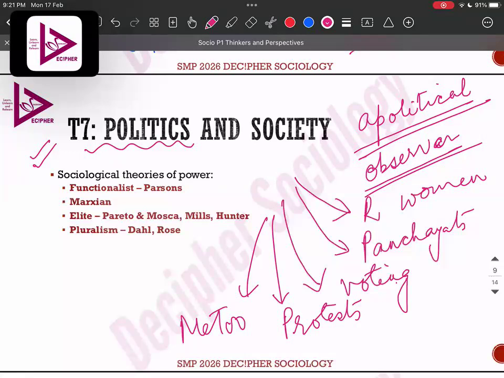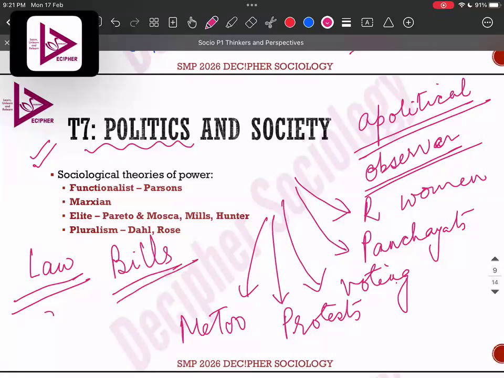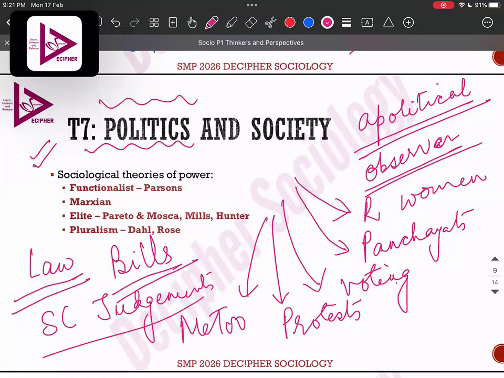Apart from that, you will see many laws being passed, many bills being passed, Supreme Court judgments. These things you will be able to understand if you read the newspaper or any current affairs magazine. You will find all these things in the polity section. Okay, so this is important from the GS point of view and for sociology also.